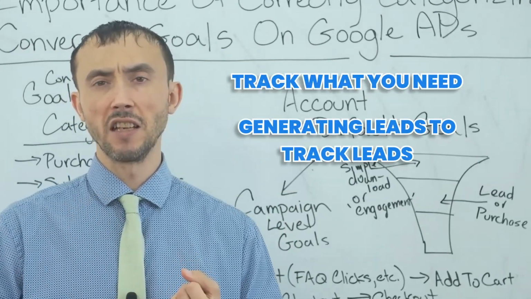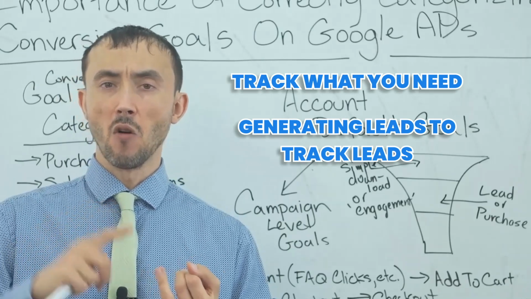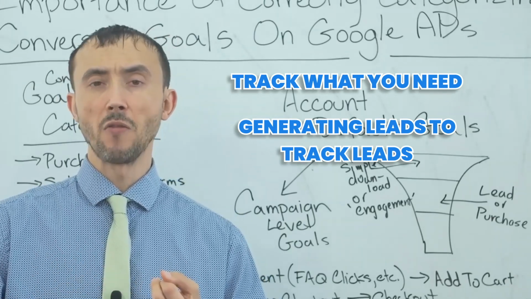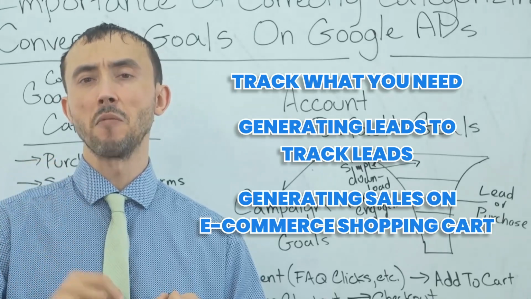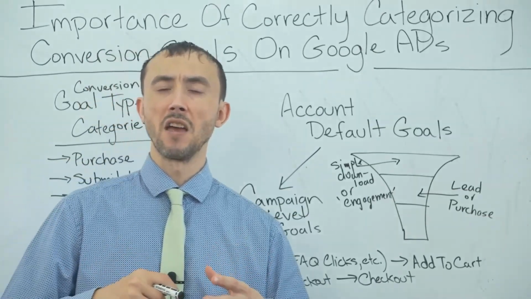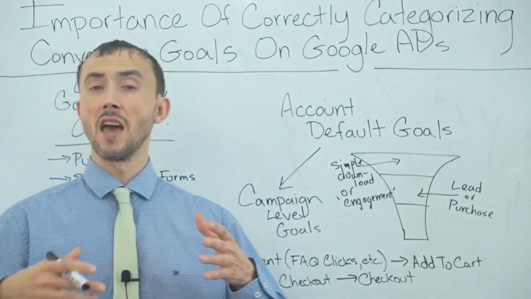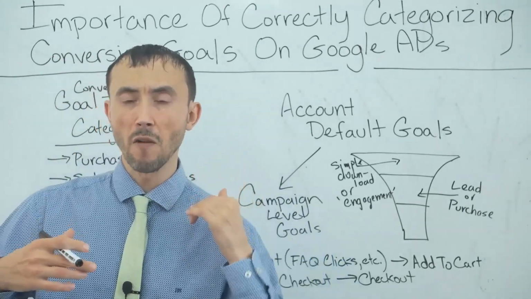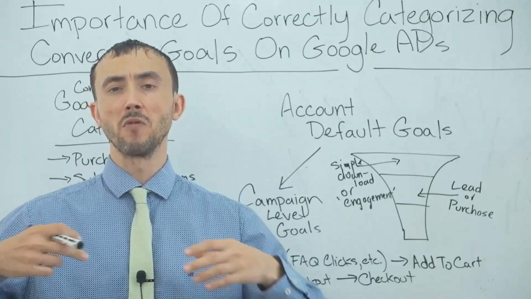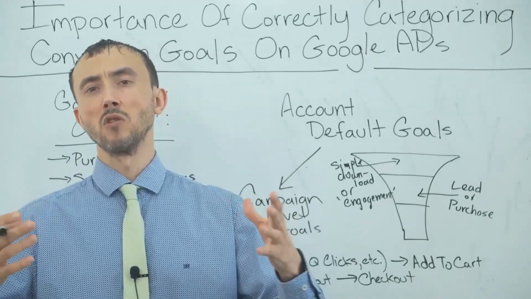If you're generating leads, you track the leads coming in and hopefully whether they turn into a sale, which is very important. Or if you're just generating sales through an e-commerce shopping cart, tracking how many sales come through the cart, which by the way, if you sell something over $100 and you take orders offline as well, getting that offline order back into your account so you have the true picture of total sales that come in as a result of your Google Ads.